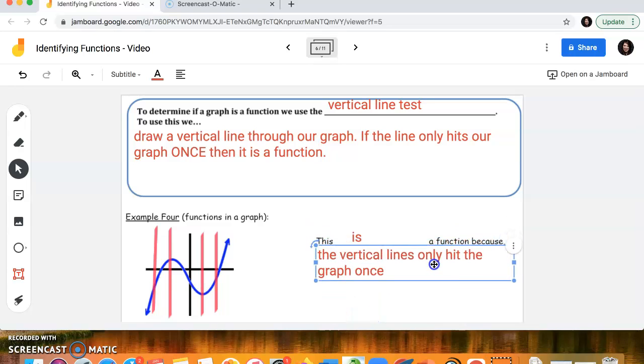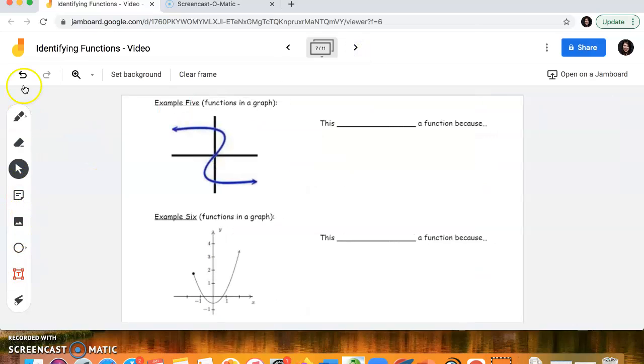Excuse me. And again, if I'm going too fast, pause the video. Moving on to the next slide. We've got 2 more graphs here. Now the one on the top's a little tricky because if you draw a vertical line here, it only hits the blue graph once. And if you draw a vertical line here, it only hits the blue graph once.